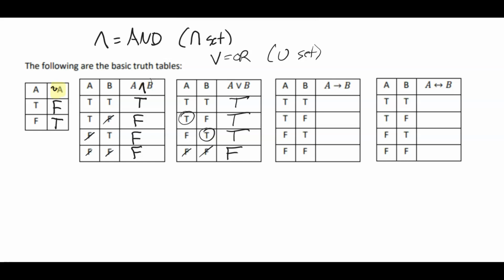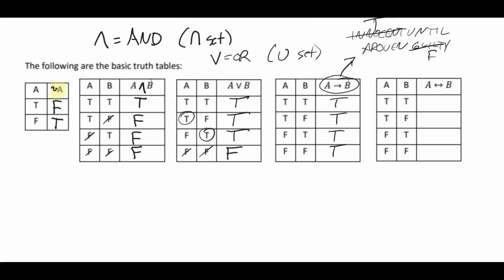Okay, next up we have the if-then statements, the conditional statements. If A, then B. Now these statements are like innocent until proven guilty. So they are true until proven false. So you can assume that these are true and then see if any of them are wrong.